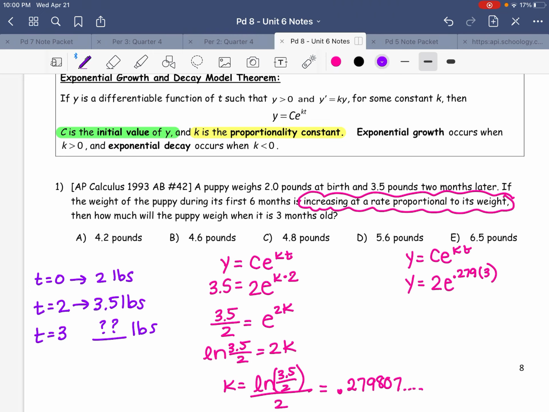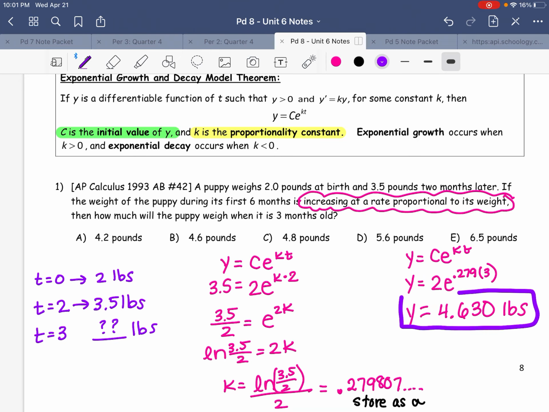Now, something I will say about this K value, I would store this in my calculator. I'll store it as A, just because A is so easy to get to. So into my calculator, I am typing in 2 times E raised to the A, because I have that stored as A, times 3. And I get Y equals 4.630, and that's pounds, was how much this puppy weighed at 3 months. So we have a small little puppy. And this would match up with B.